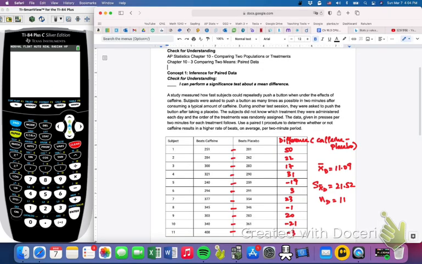All right, so it's just as what we have written here. The sample mean x bar D equals 11.09, Sx of D equals 21.52, and n of D equals 11.